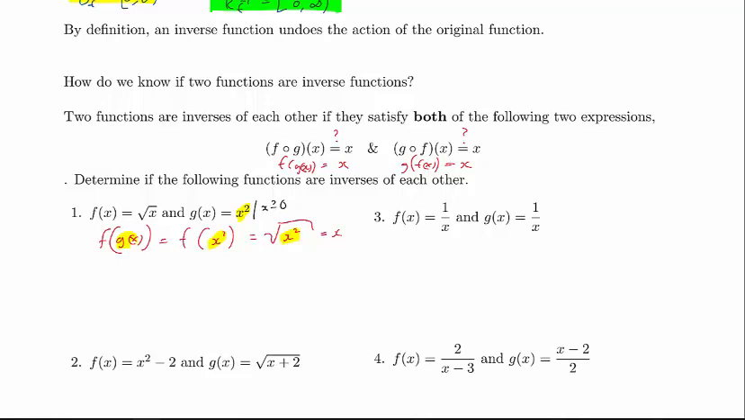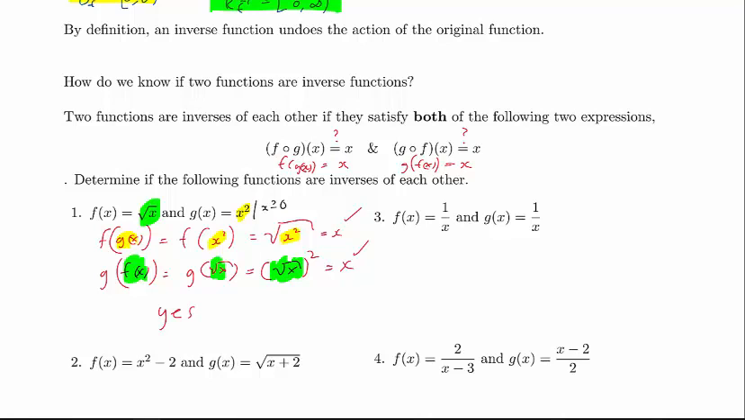And now let's look at the other direction, g of f of x. What's going to be g of this guy there? And so we're going to be putting in like this. The square of the square root is simply x. Huzzah, it works. Okay, so yes, they are inverses of each other.